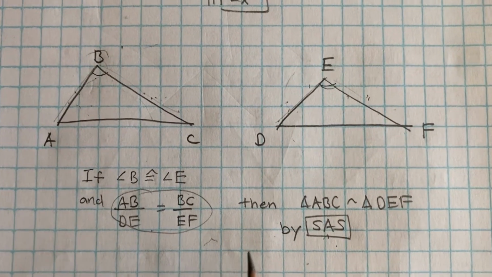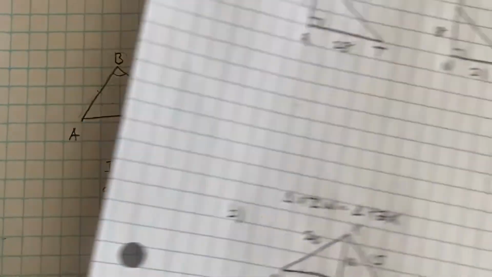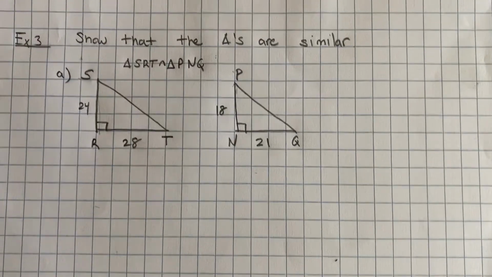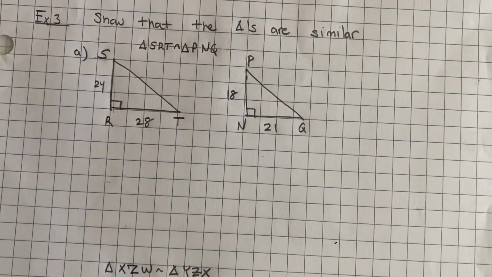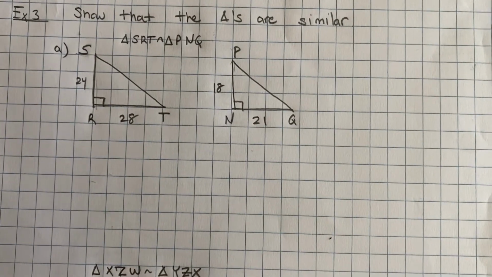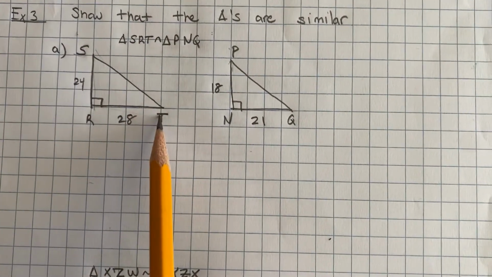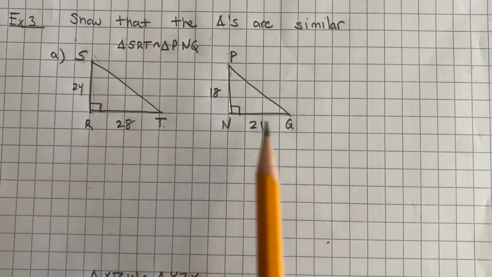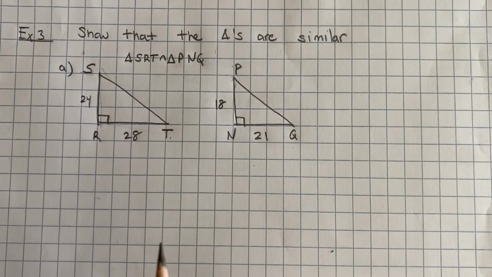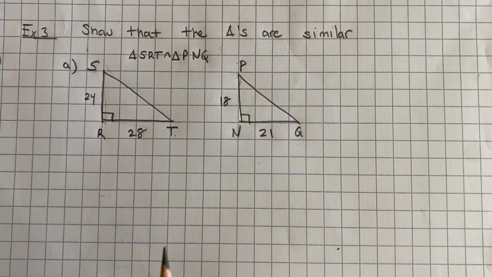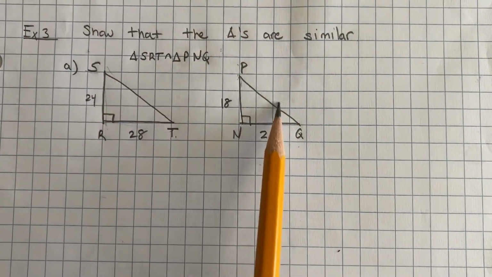All right, so I only have one example over here. If we take a look, show that the triangles are similar. Triangle SRT is similar to PNQ. And SRT and PNQ look like they're already lined up for you. How do I know? The letters go from top to bottom to the right, top to bottom to the right. They all line up. So it kind of looks like we are going to be using our SAS theorem here, because they don't give us the third side length.